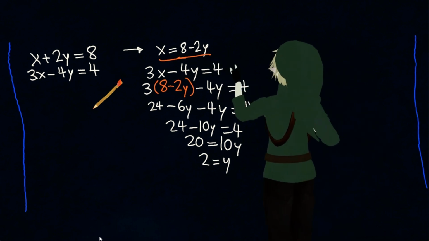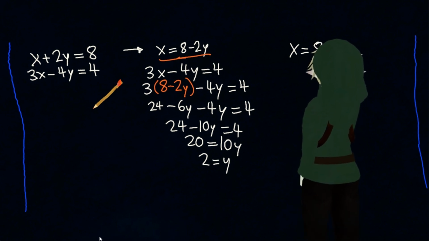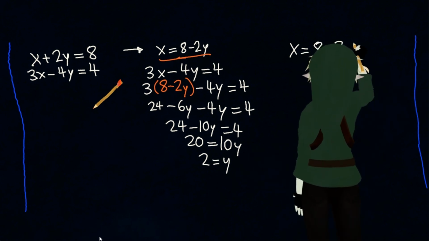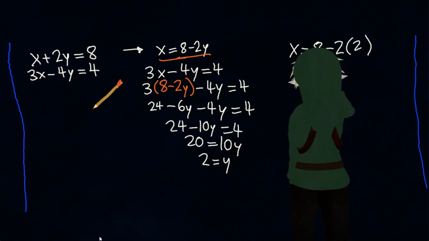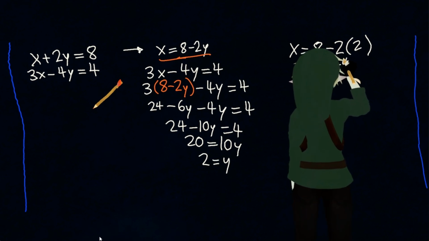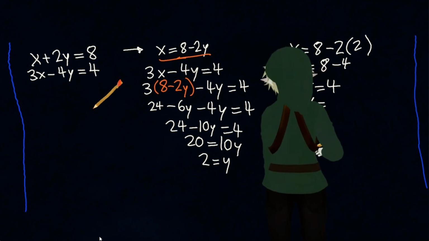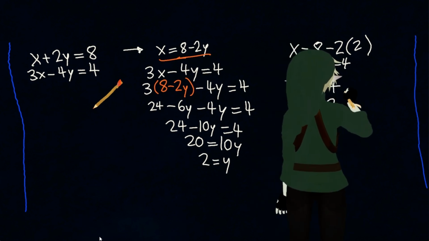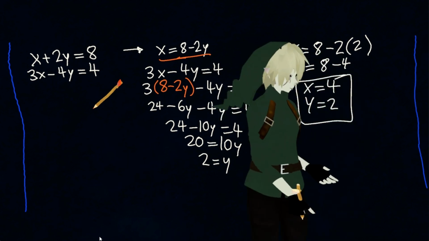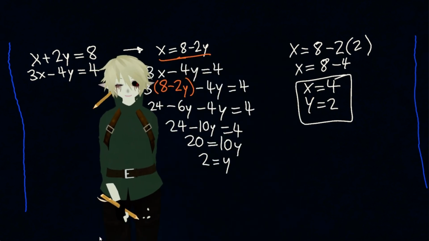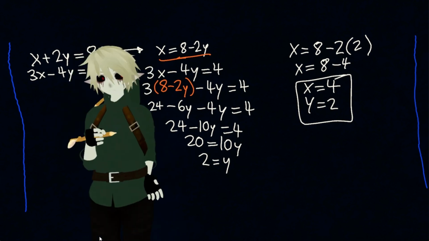Now we shove it into this equation, and we get x equals 8 minus 2y. Again, y is equal to 2. So we have 2 now. And so x is equal to 8 minus 4. x is equal to 4. So our solution is x equals 4, y is equal to 2. And this is our answer. Okay? And that's it. That's all we have to do. A lot nicer than the last problem.